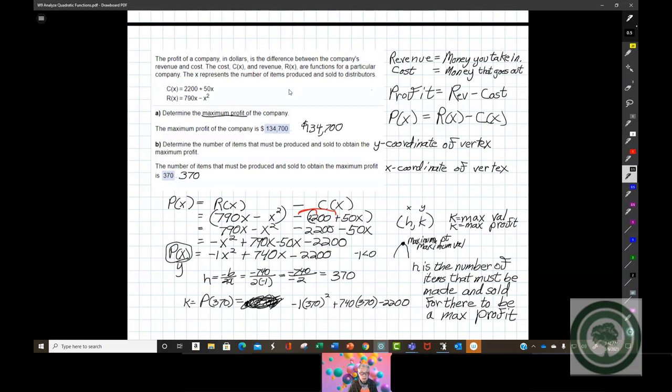So the X is the independent variable and the Y is the dependent variable? Yes. Yeah, very good. The X is the independent variable. For instance, we can choose any number we want if you're just graphing for X, but Y is dependent on what the X is. The profit is dependent on how many items you produce and sell. So you want to make sure it's the right number of items so you get your max profit. That's the best answer I can come up with.